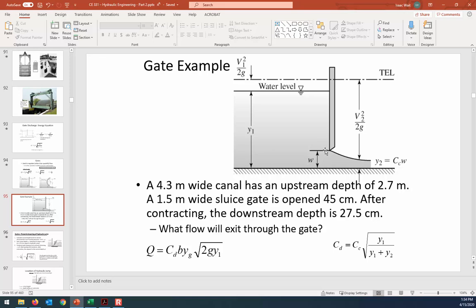Sometimes it will. You know, if all of the flow from the channel has to go under the gate, then changing W is also going to change Y1. But it isn't always the case that how much you open the gate changes the flow depth. You know, if you're taking water from a lake, for instance, then the lake is so enormous that you're not going to have any effect on the water level in the lake by how wide you've opened the gate.